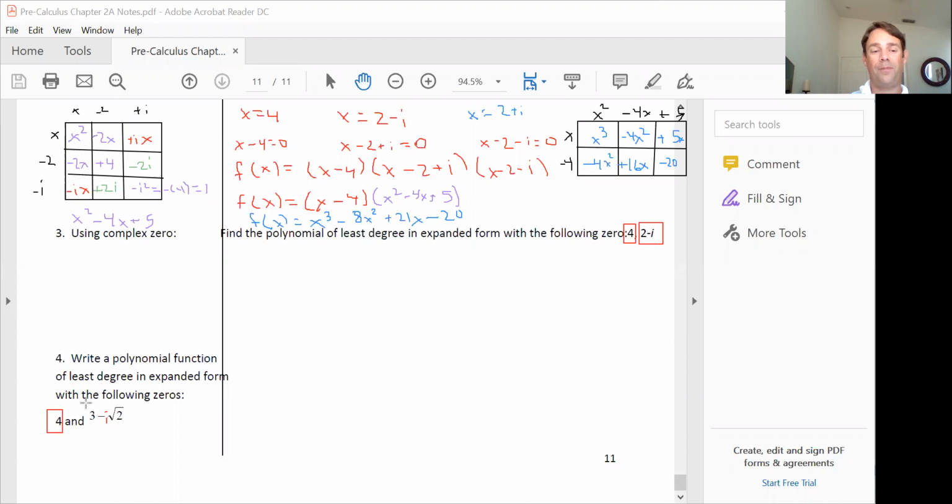So we got a 4. We got a 3 minus i root 2. So we know that those are roots. And you know that we take a conjugate with an imaginary number, we take a conjugate with a complex or a radical. Well, in this case, it's both. So we would do a combination or a conjugate if it's both as well.